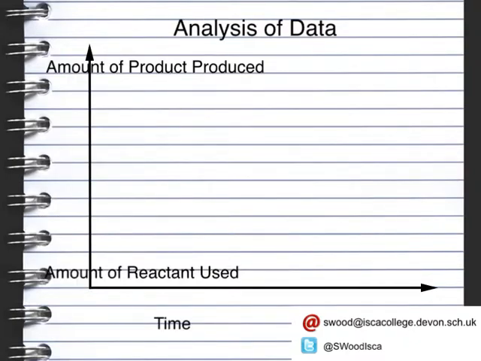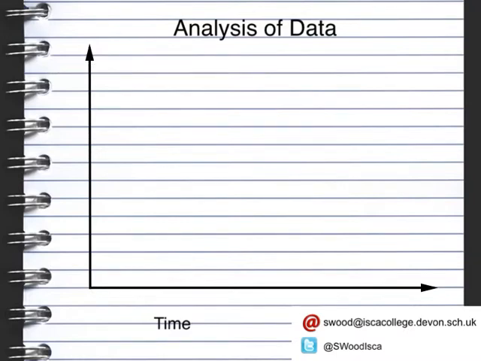Now what we can do is once we've carried out some experiments, we can analyse the data that we get. Now along the x-axis we will plot time because we will have been timing the reaction. Now on the y-axis we can have either the amount of product produced or we can have the amount of reactant used. Now I'm just going to focus on neither of these, to be honest. I'm going to get rid of them so we can actually see the shape of the graph.